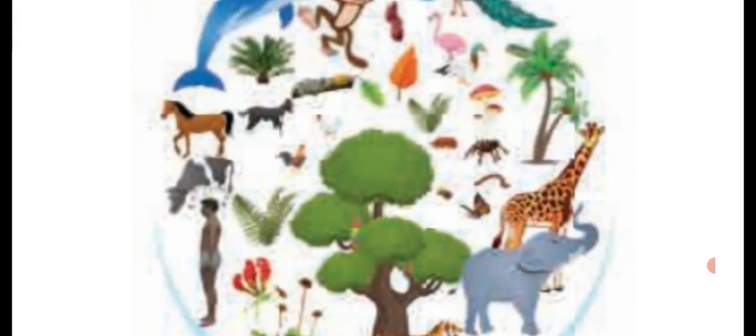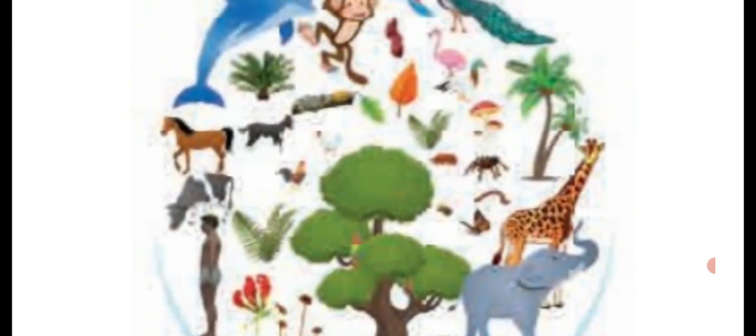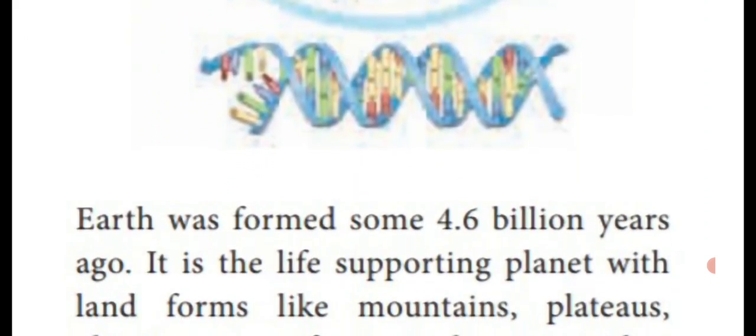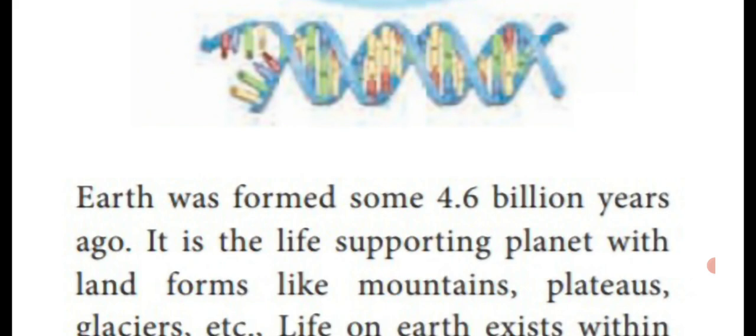Dear students, the next diagram is the structure of DNA, the genetic material or hereditary material which is present in both animals and plants, which gives birth to the next generation. That's why it is named as hereditary material. பாரம்பரிய பொருள் அப்படின்னு அர்த்தம், hereditary material.